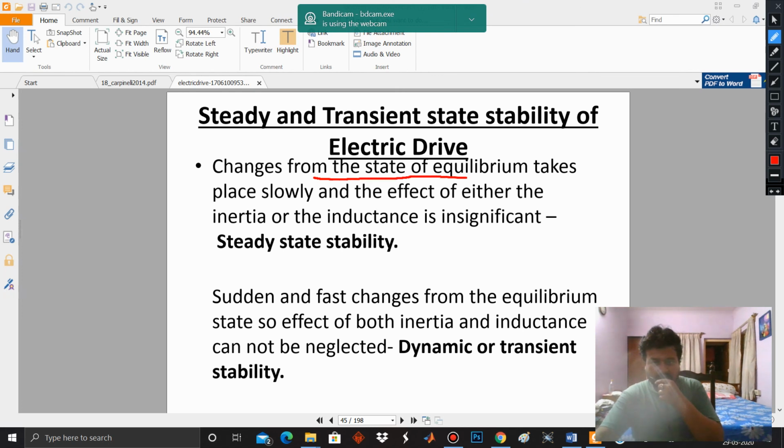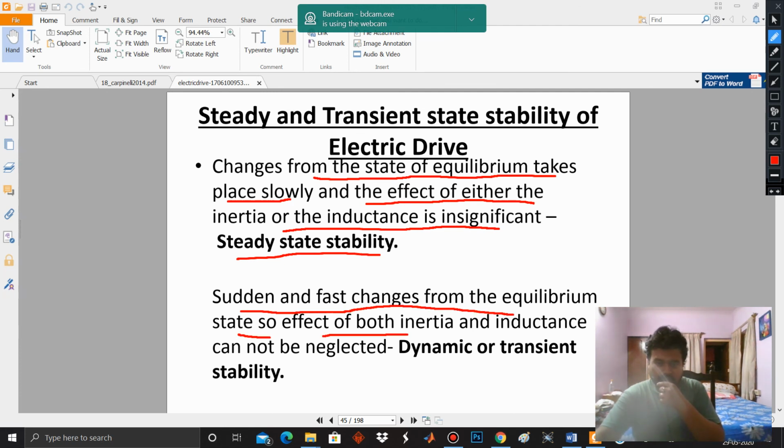Now when the change from the state of equilibrium takes place very slowly and the effect of either the inertia or the inductance is insignificant, it is called steady state stability. But when there is a sudden or fast change from the equilibrium state so that both the inertia and inductance cannot be neglected, it is known as dynamic or transient stability. So this is slow, this is sudden.